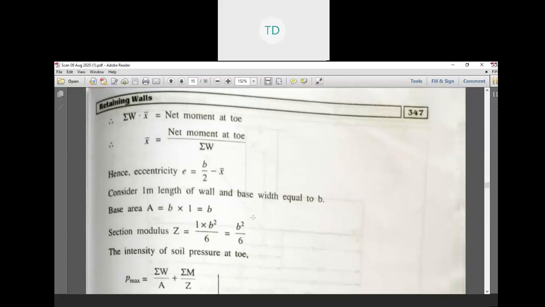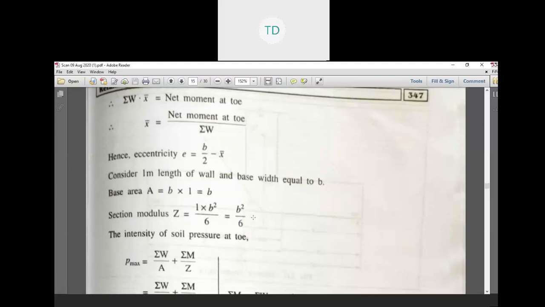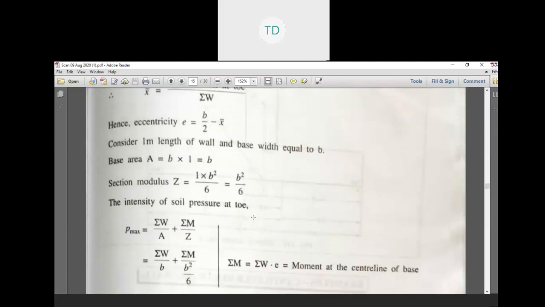Hence eccentricity E is equal to B by 2 minus X bar. Consider 1 meter length of wall and base width equal to B. Base area is equal to B into 1. Section modulus Z is equal to 1 into B square divided by 6. That's why section modulus is considered as B square divided by 6.